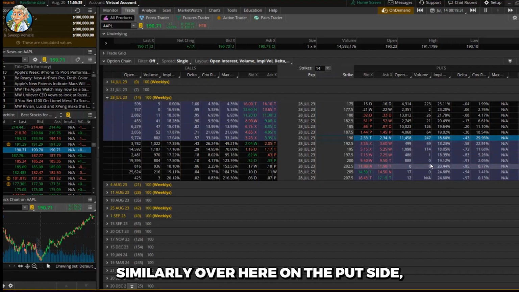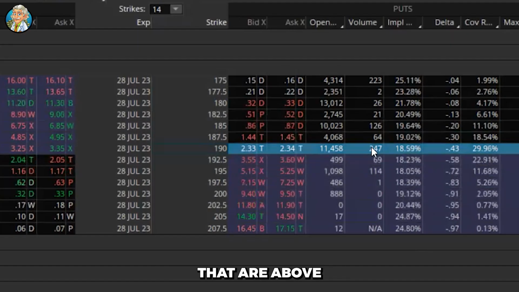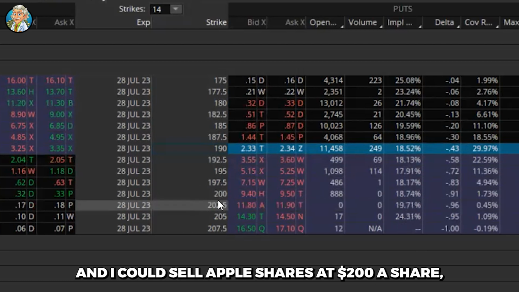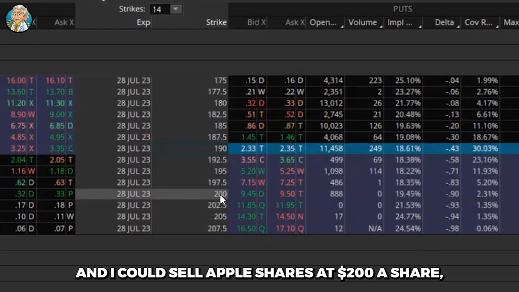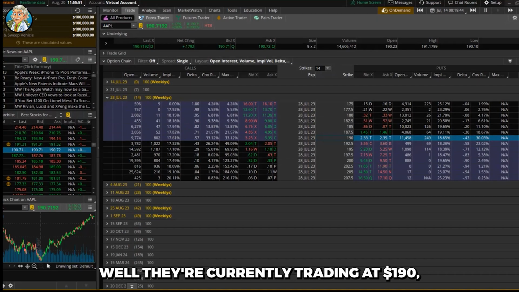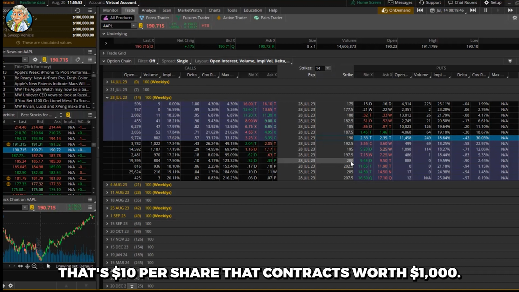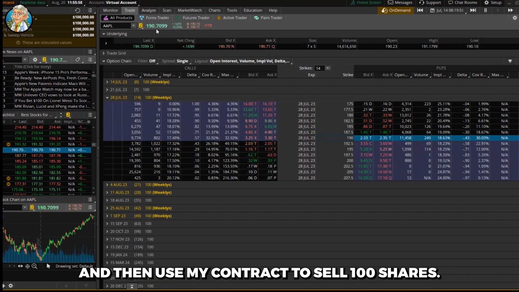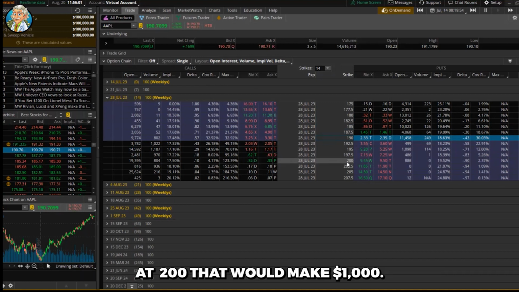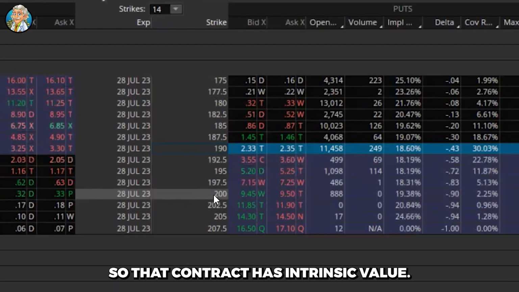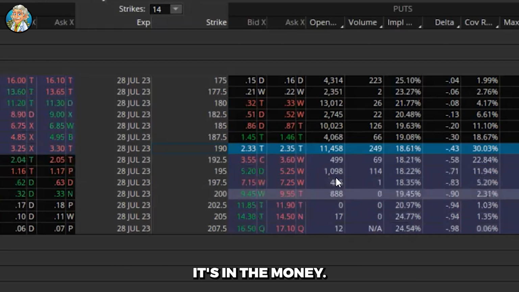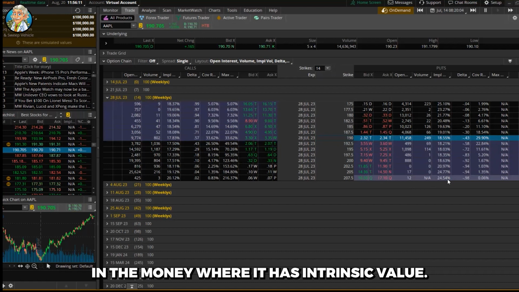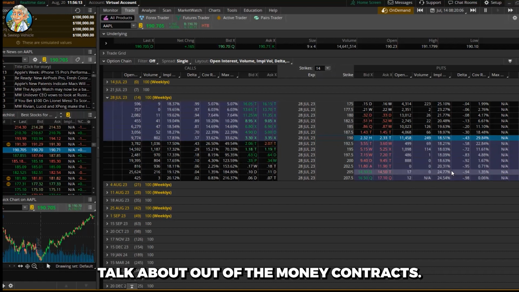Similarly, over here on the put side, the in the money contracts are prices that are above the current trading price. Because if I had a put contract and I could sell Apple shares at 200 a share, well, they're currently trading at 190. That's $10 per share. That contract's worth $1,000, right? I could buy 100 shares at 190 and then use my contract to sell 100 shares at 200. I would make $1,000. So that contract has intrinsic value. It's in the money. All right. So we've talked about at the money, 190, in the money where it has intrinsic value. And now let's talk about out of the money contracts.